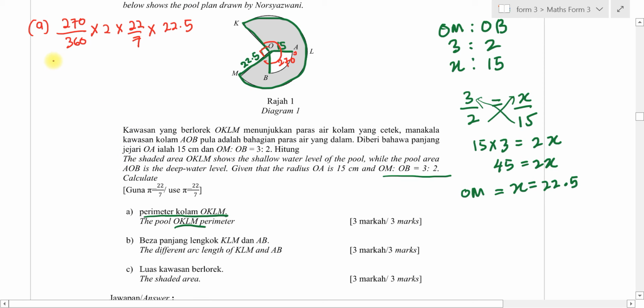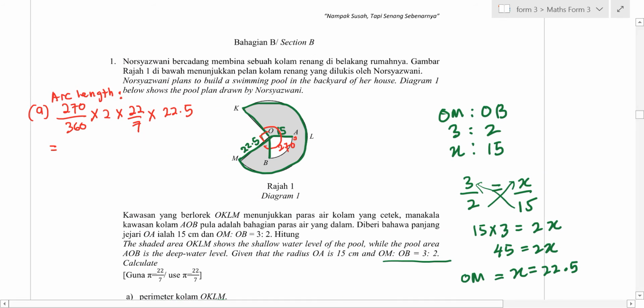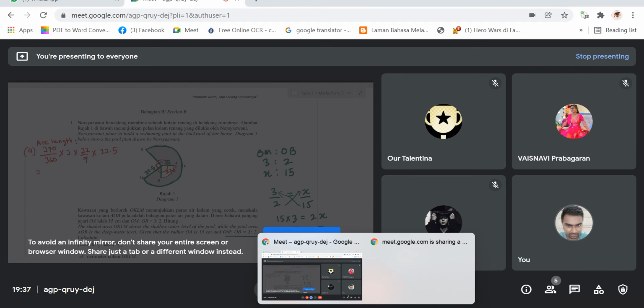Okay, how much is that, Vaishnavi? This one is just to calculate the what we call the arc, you know. This one is just arc, not yet perimeter. Yes, Vaishnavi? Wait, sir. Calculating. Okay.